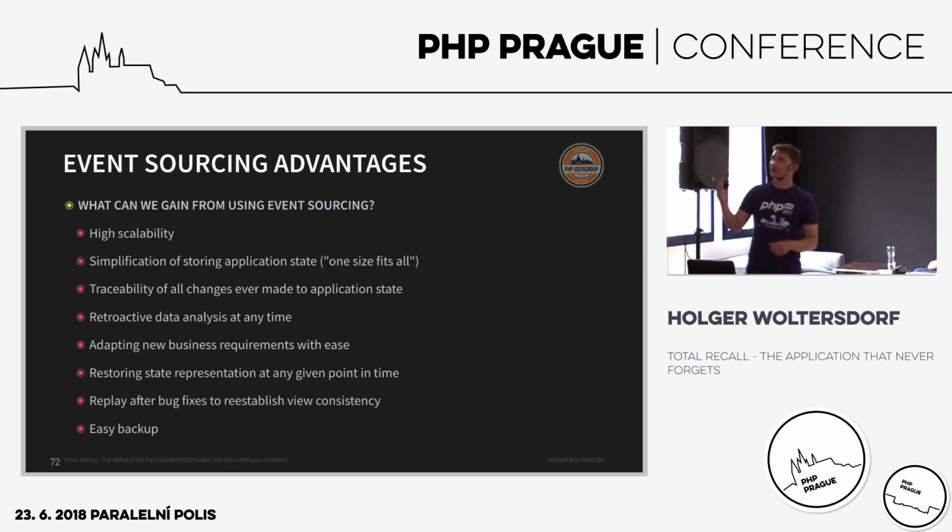So you have the traceability of all changes ever made to your application. So that's why the talk is called the application that never forgets, because it doesn't. You can have retroactive data analysis at any time. That means you can answer questions that were made in the future you didn't think about when you implemented your application. You can restore the state of your application to any given time since you started recording events.